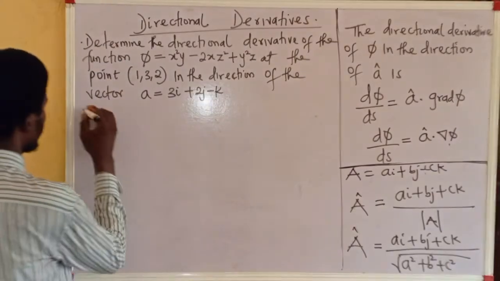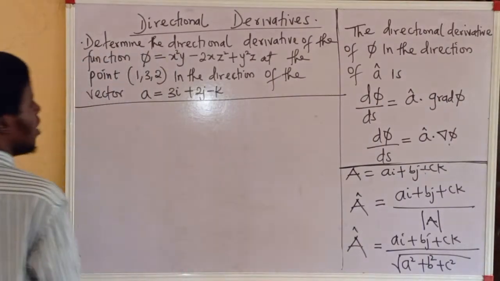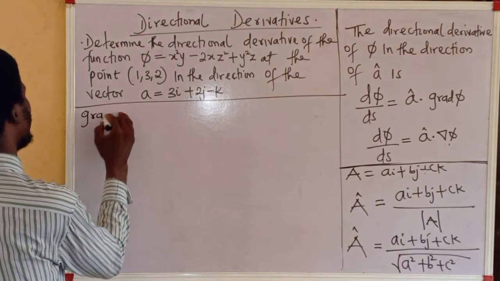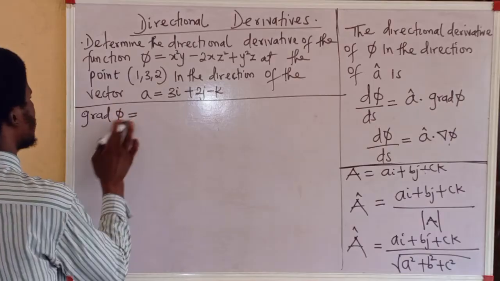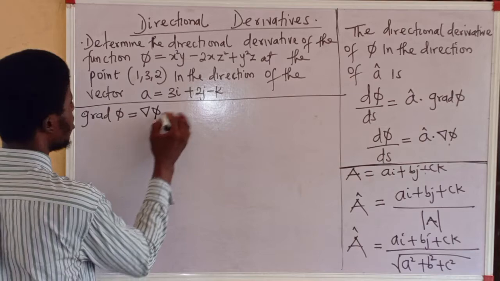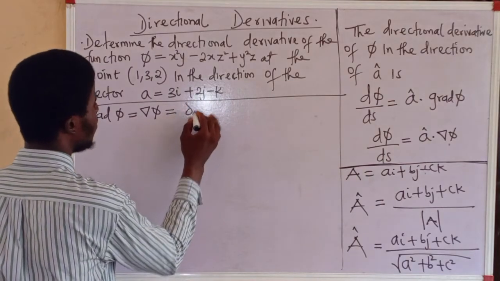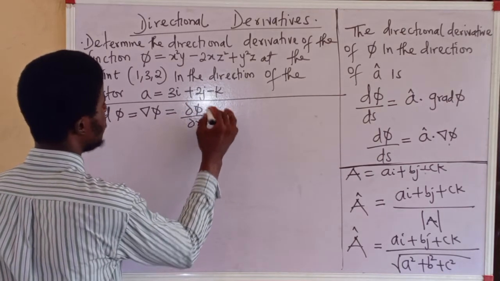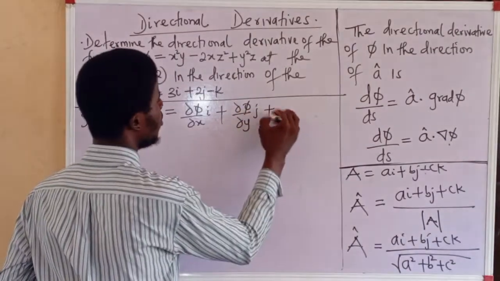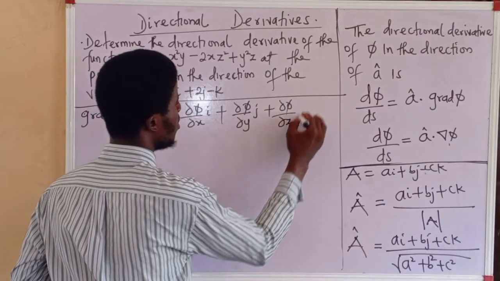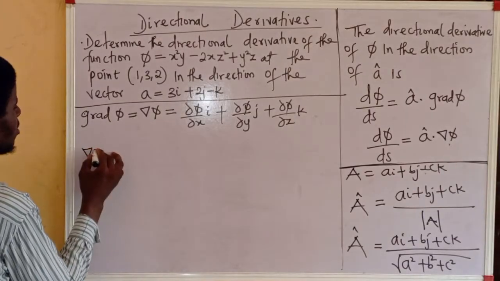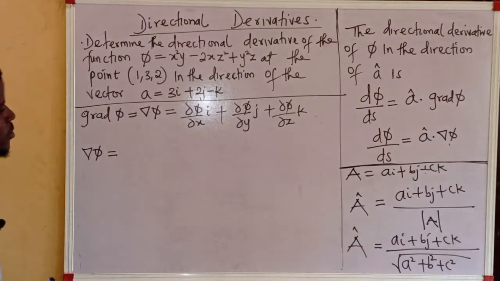Okay, let's solve. First of all, let's determine the grad of phi. Remember, in the previous video I talked about the gradient of the scalar field, and we said that grad of phi is the partial derivative of phi with respect to x times i, plus partial phi partial y times j, plus partial phi partial z times k. So let's go ahead. The grad of phi will be equal to this.